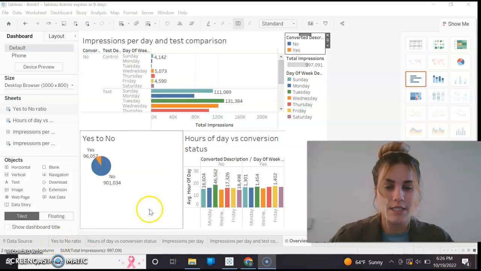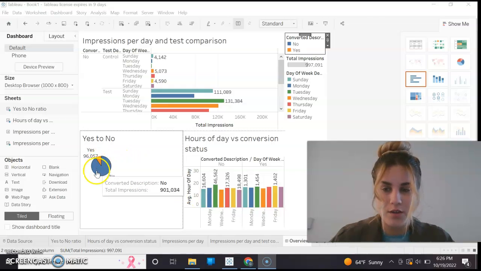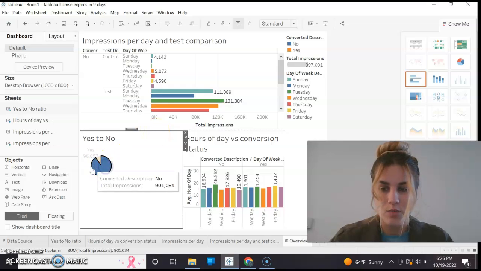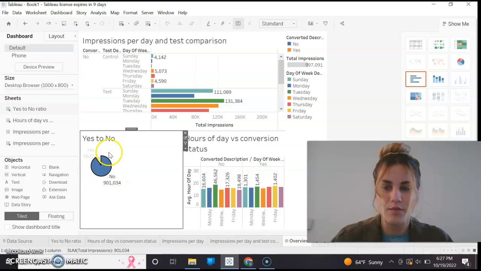I also created an overview dashboard to interrelate most of my visuals. Over here we have the yes to no ratios, and if I click here I can also obtain only that information. I forgot to mention earlier when I was explaining this visual that it was a huge help for how I developed the rest of my presentation. Over here we can see that most of the people were not converted. There was only a very slight piece of the pie that actually converted.